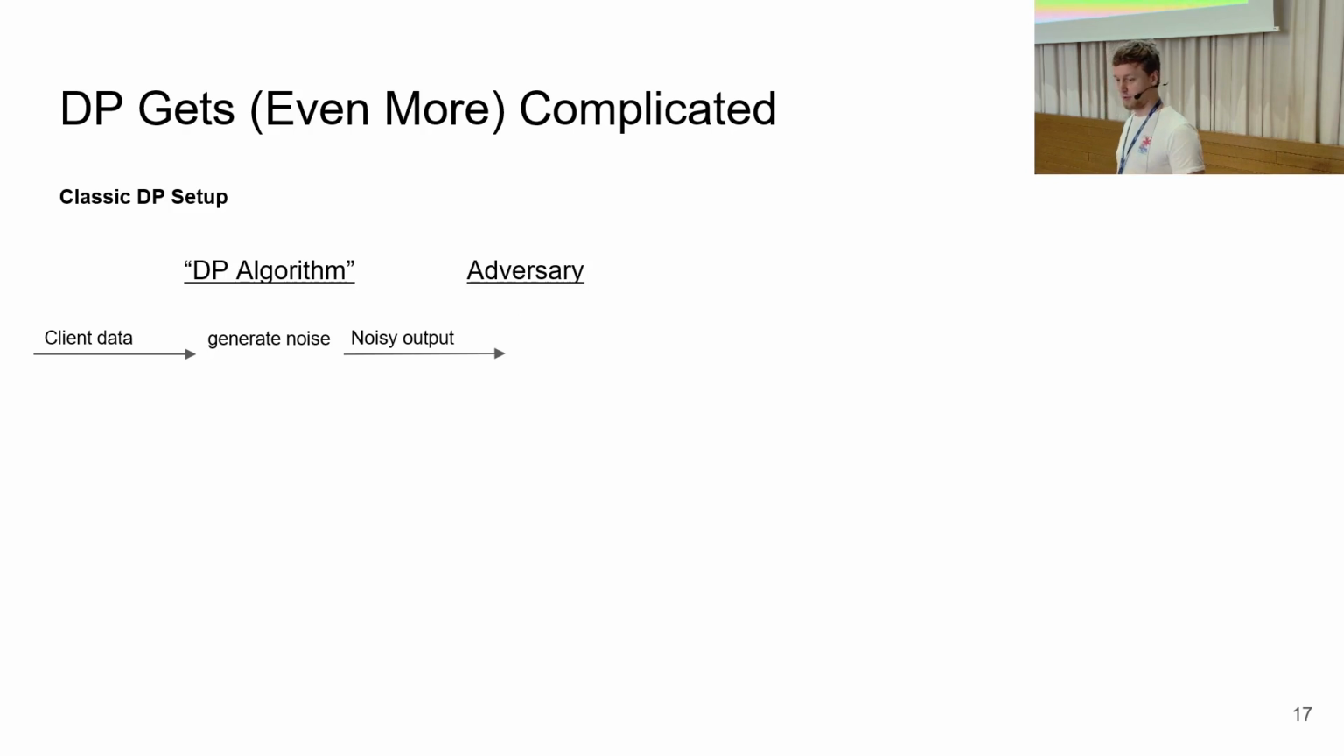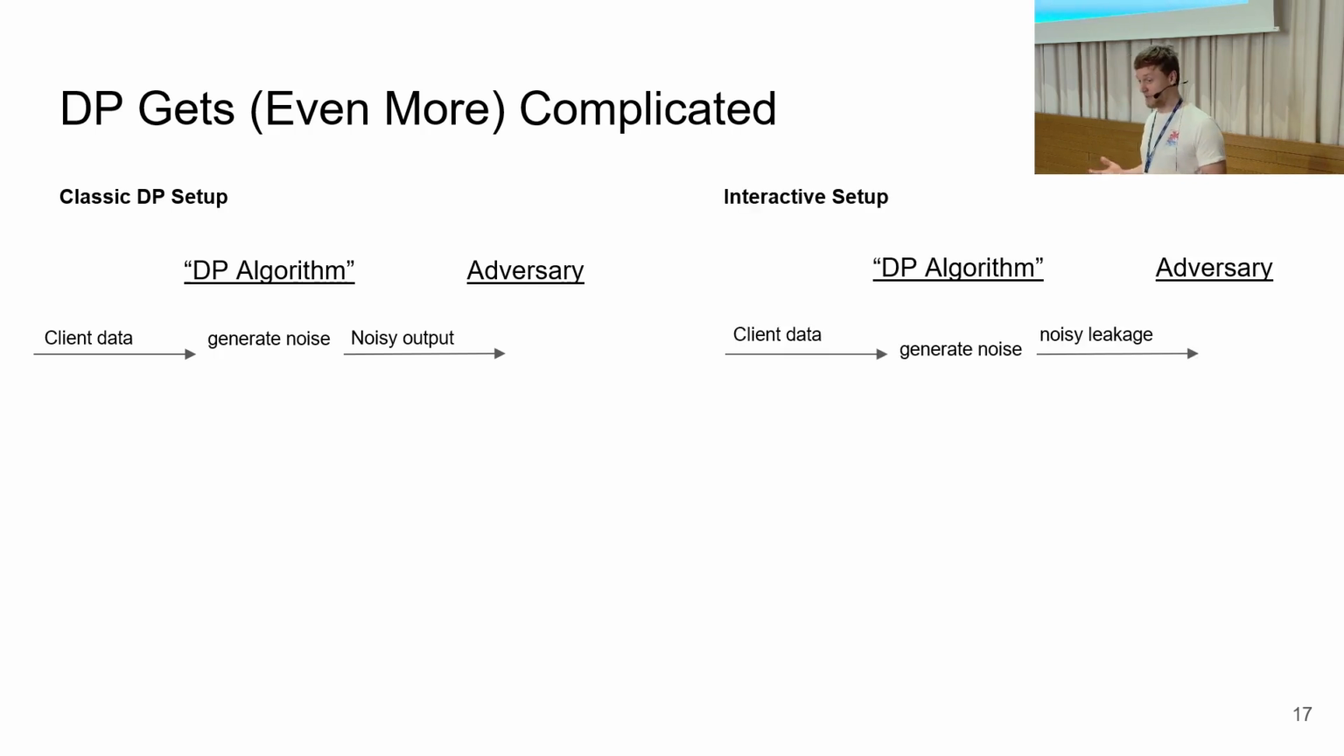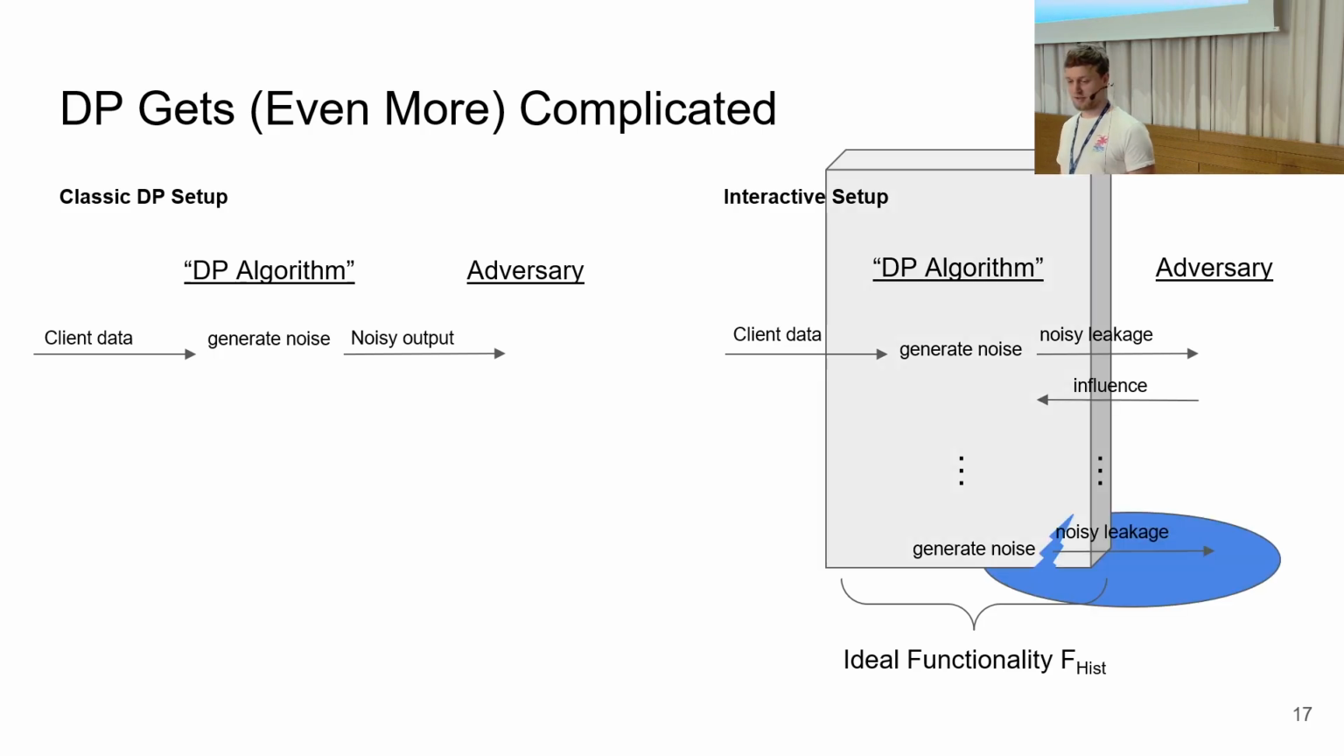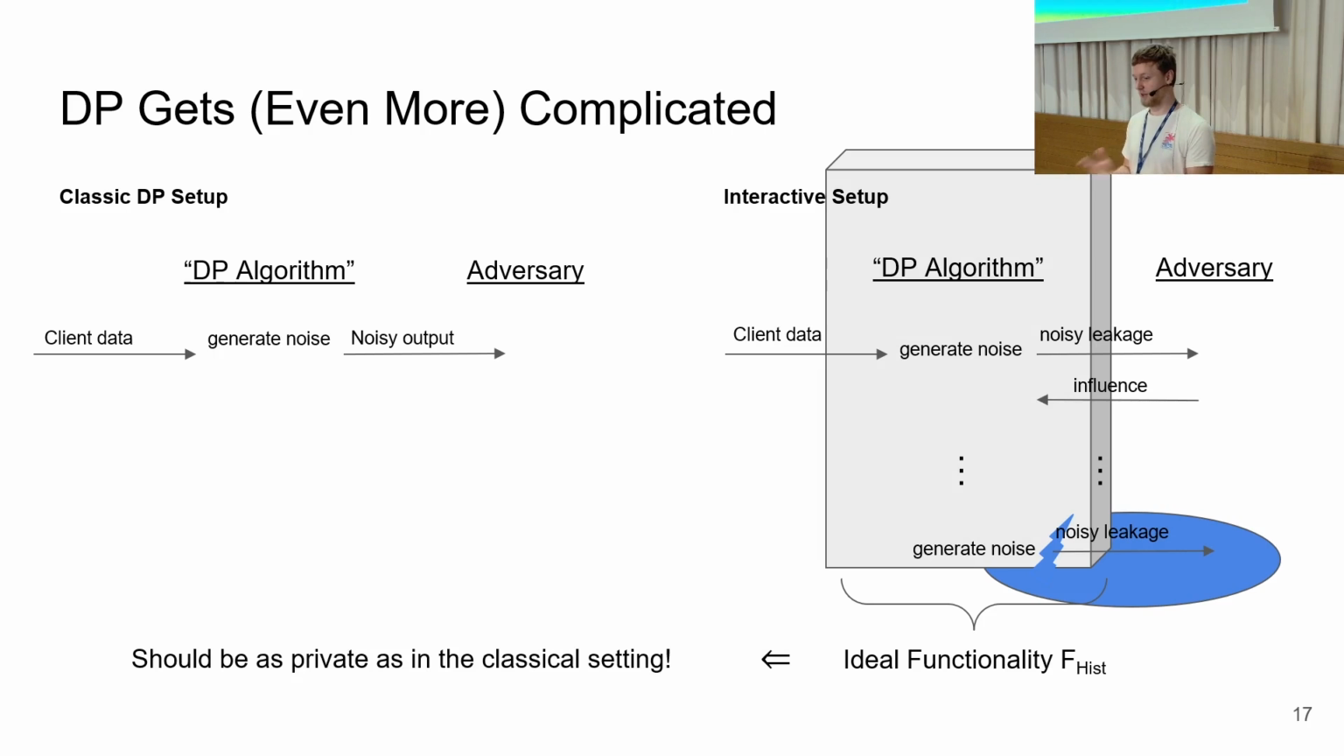So in a classic DP setup, to elaborate a bit more on this, we have data, we generate noise, we get noisy output, give that to the adversary, and we then prove that the output didn't change a lot for a single client. What we have here is client data, we generate noise, we get noisy leakage. We then have some influence on the functionality because we're choosing inputs, right? We're choosing noise values, which then, again, we can generate noise, we get some leakage, and then this entire thing is modeled as a big MPC functionality, which has DP leakage, and for that we have to prove that it's equivalent to the classic setup.